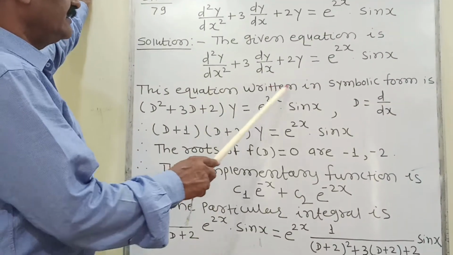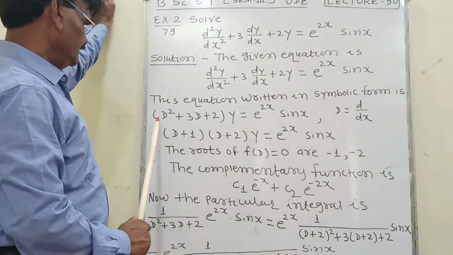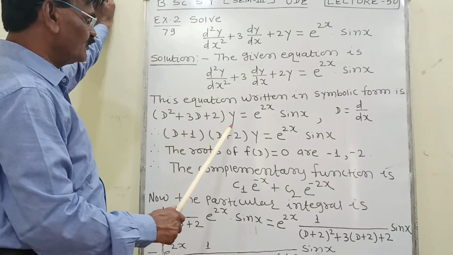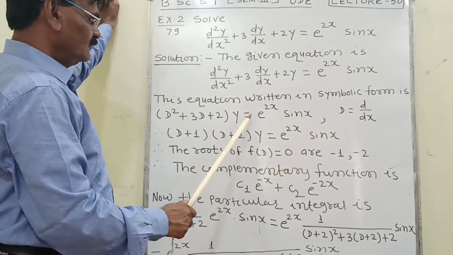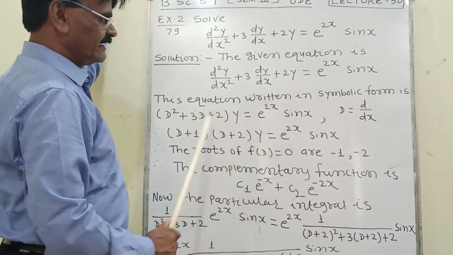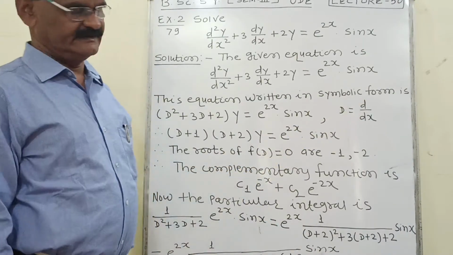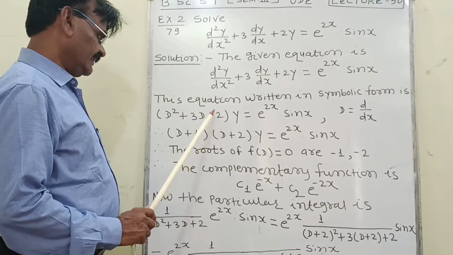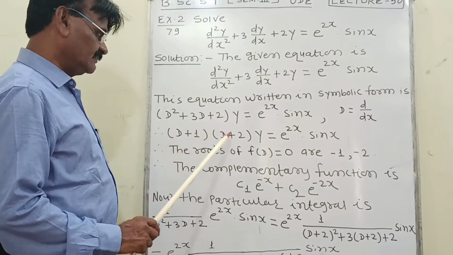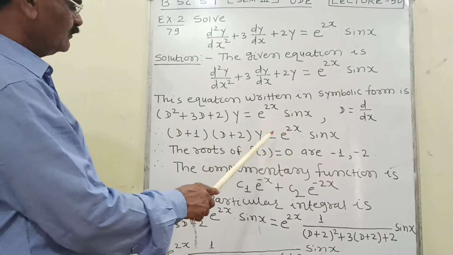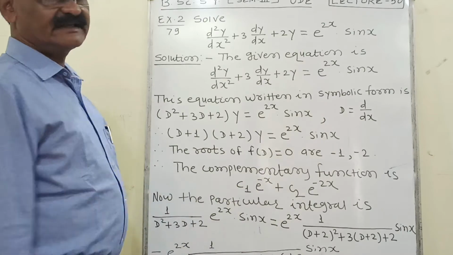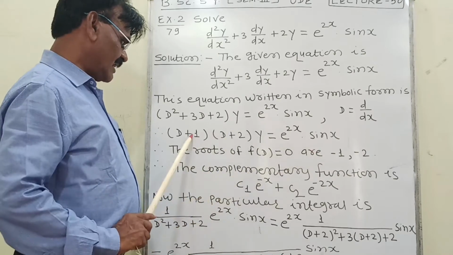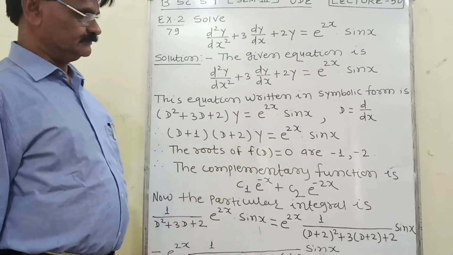This equation written in symbolic form is (D² + 3D + 2)y = e^(2x) sin x, where D = d/dx. Factorize this polynomial D² + 3D + 2. Its factors are (D + 1)(D + 2)y = e^(2x) sin x. Hence the roots of f(D) = 0 are -1, -2.